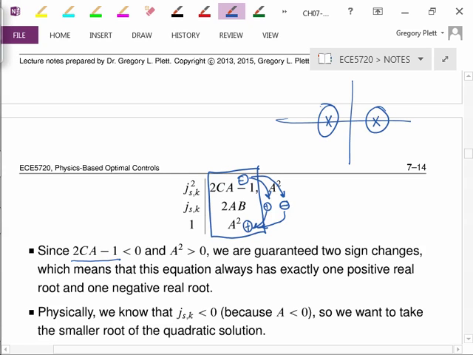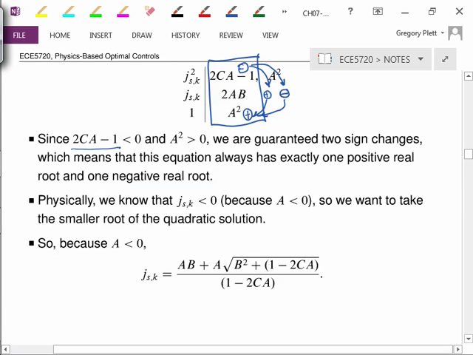Physically, we know that the side reaction flux has to be negative because A is less than 0. If you go back and look at the original equation, you would realize that there too. So that means that we need to take the smaller root. We don't want that one. We do want that one, the negative root of the equation. And because A is negative, the smaller root actually has the positive sign.